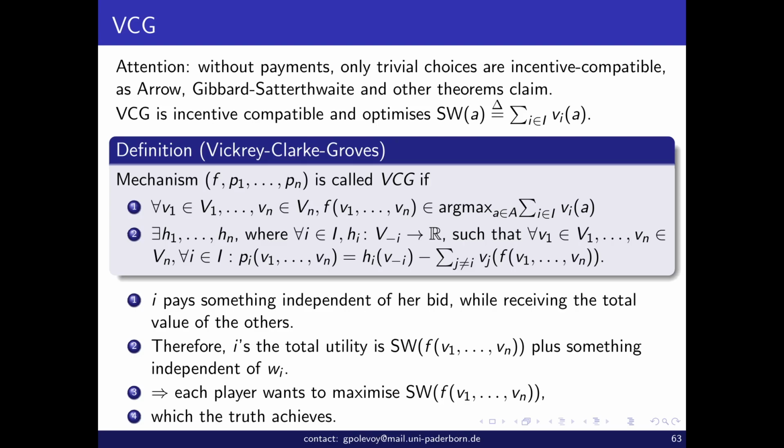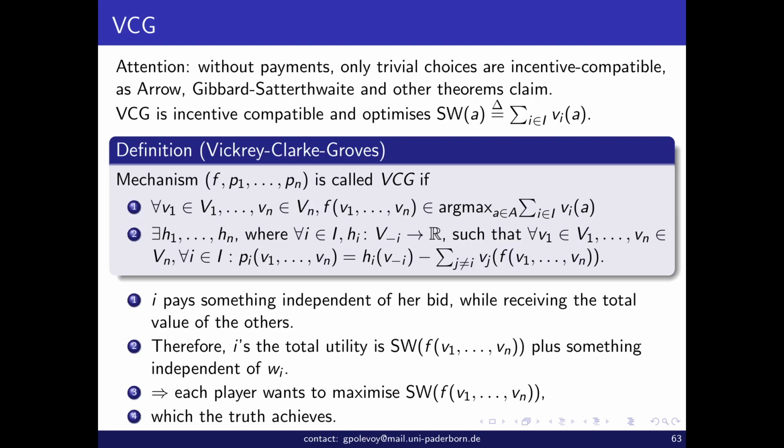And the fact that only the trivial choices can be truthfully implemented, that they are incentive compatible, is basically the result of theorems of Arrow, or the Gibbard-Satterthwaite theorem, or similar theorems. Anyway, those theorems claim this; we don't prove it now, and probably won't prove it in the course at all. We don't have time. But it's necessary to be able to charge payment.